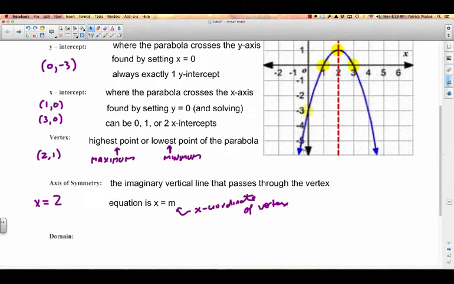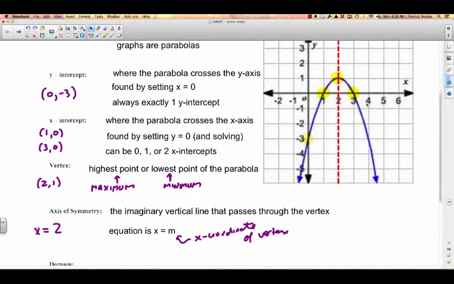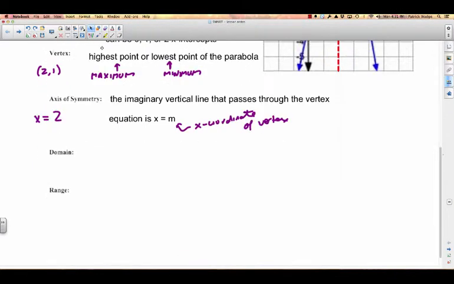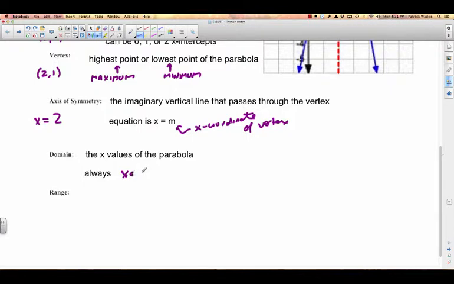So the domain is going to be from negative infinity all the way up to infinity. Remember doing this last year? And that's always going to be the same. Remember that I'm only dealing with parabolas that are facing down like this or facing up. And because we're only dealing with those ones, the domain will always be all real numbers. So domain's the x values of the parabola, and you can write it in two ways. You could say x is an element of all real numbers. Remember we wrote it like that before. Or you could write the other method, which is from negative infinity all the way up to infinity. It's the same thing.